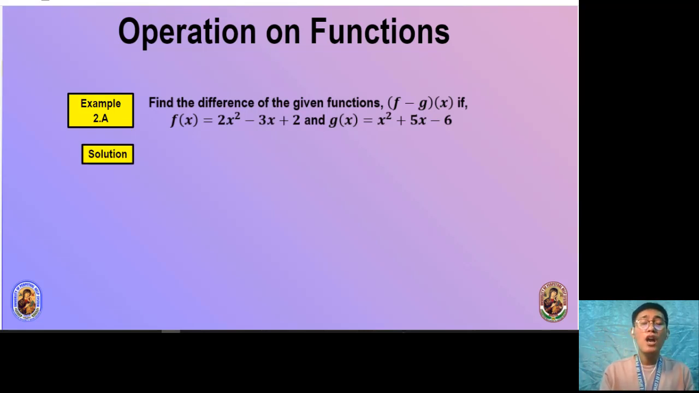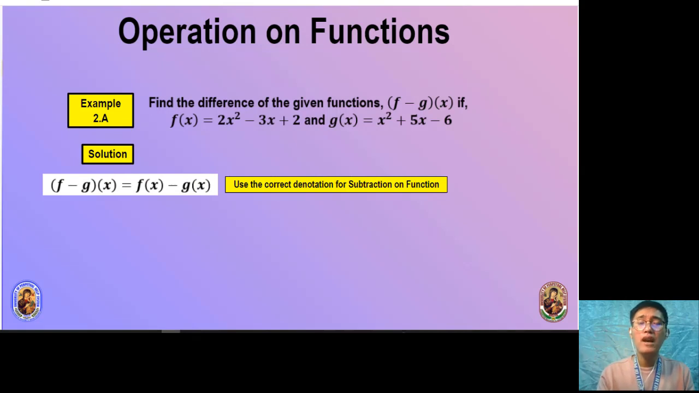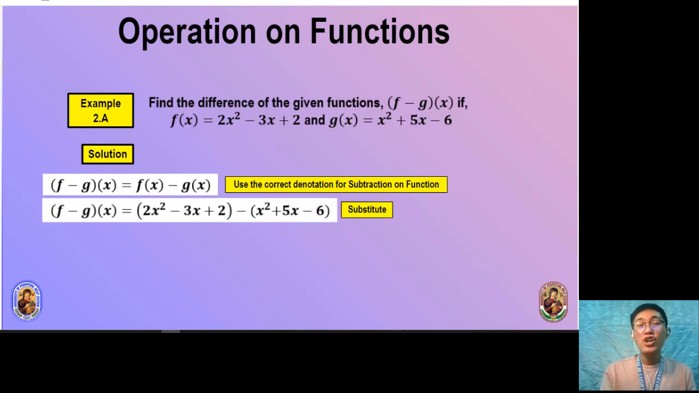What will happen here, again, we have to use the denotation function formula or operation in subtraction on function. That would be f minus g of x is equal to f of x minus g of x. And after that, you do substitution on the expression in f of x and g of x together. So we'll have here for f of x, the function (2x squared minus 3x plus 2), minus, the operation is minus, then substitute the expression in g of x, which is (x squared plus 5x minus 6).